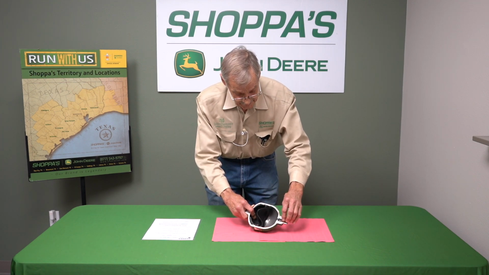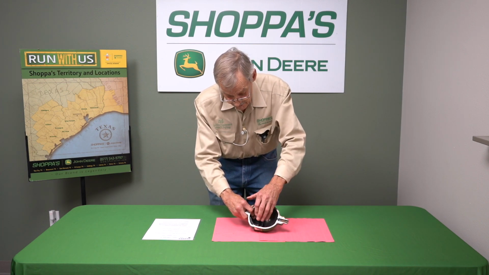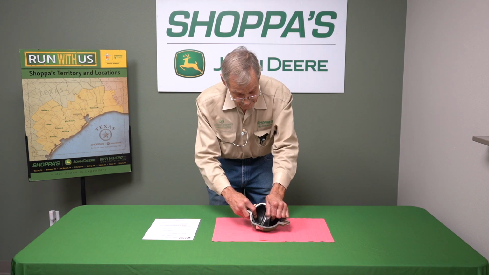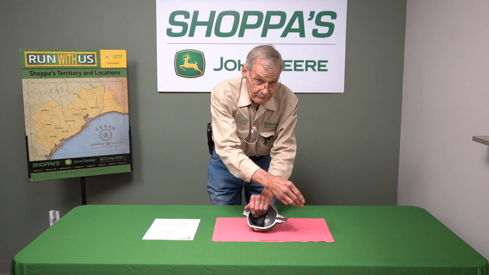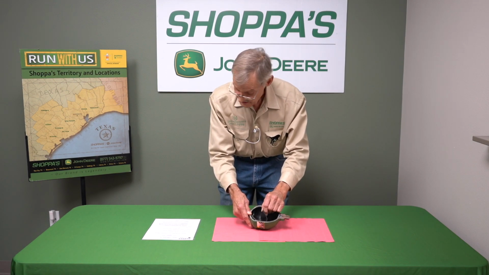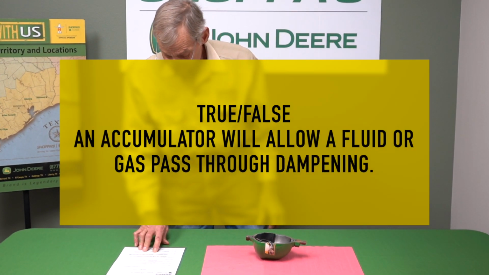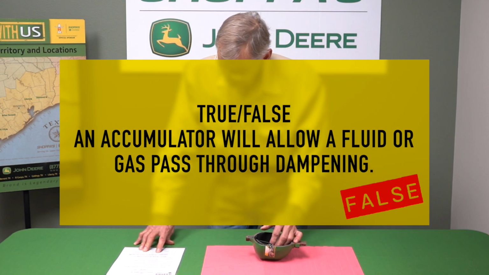When you have hydraulic oil pressure drop, the gas-filled area here is actually going to force this bladder down a little bit, forcing a small amount of oil back out into the system, supplementing the hydraulic system. Now next: an accumulator will allow a fluid or gas to pass through dampening. That's false.